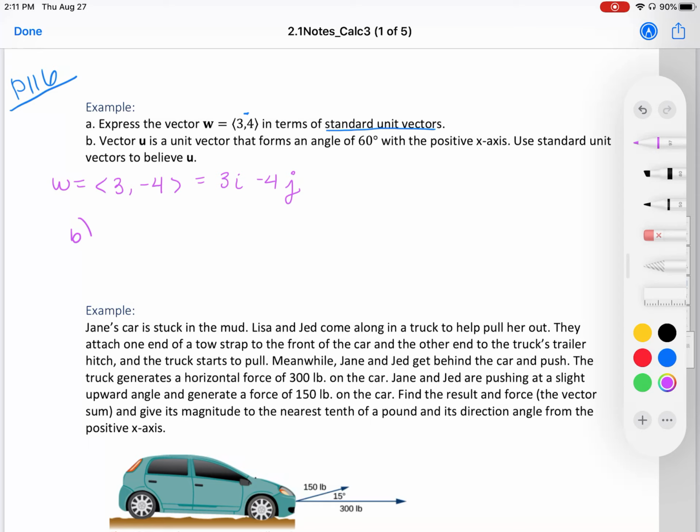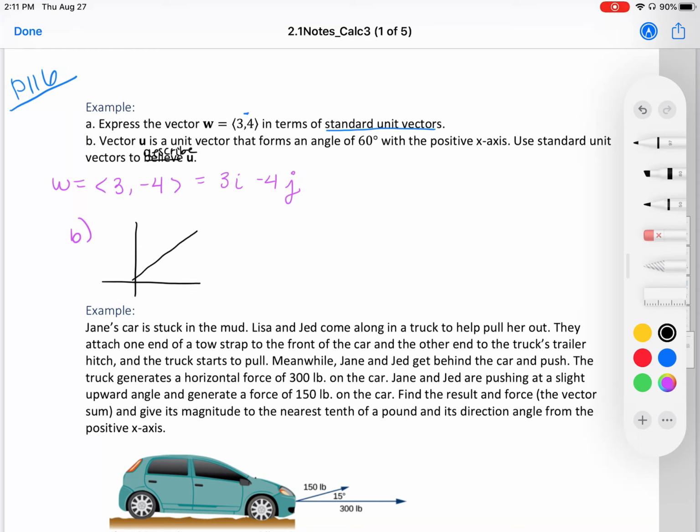B. Vector U is a unit vector that forms an angle of 60 degrees with the positive x-axis. Use the standard unit vectors to describe U. All right, well, we have 60 degrees, right?